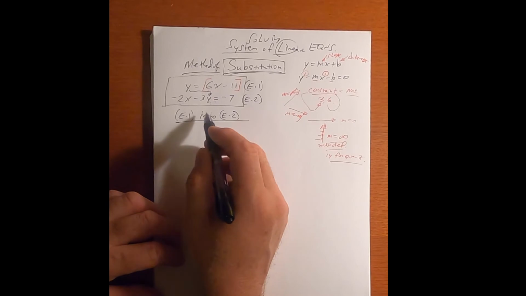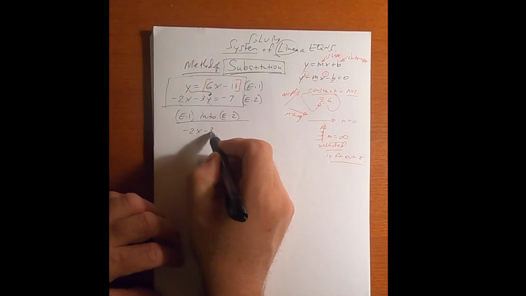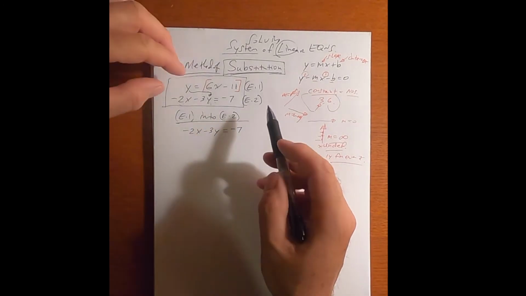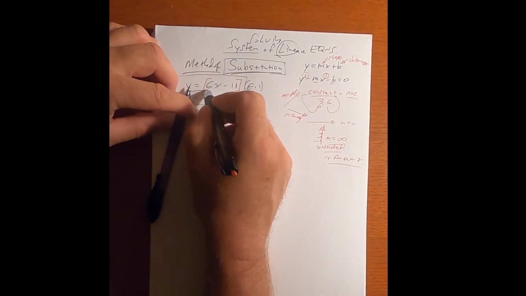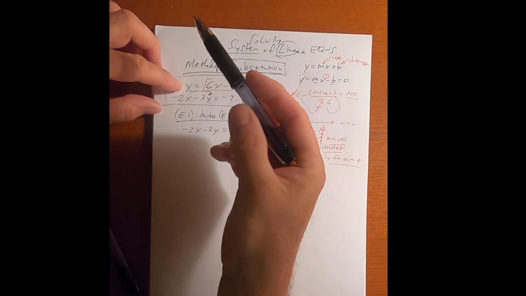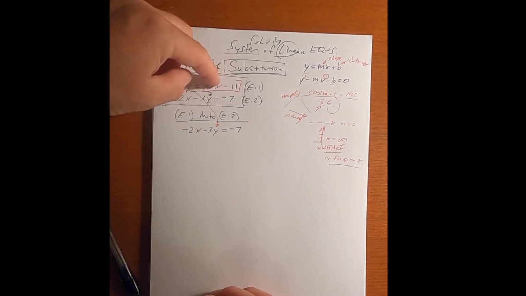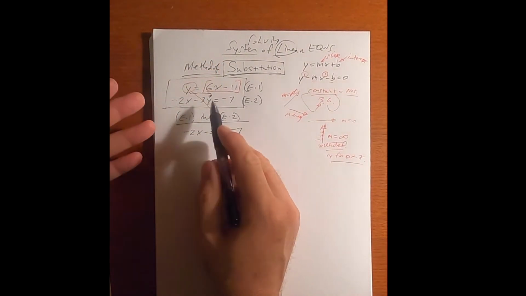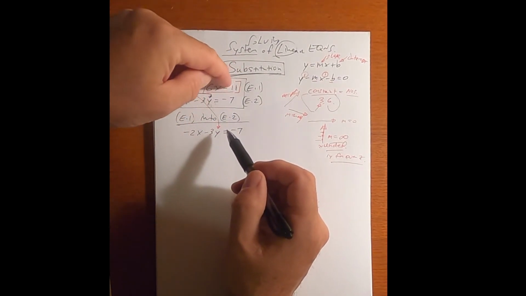Okay, so I'm going to write equation 2 again. Minus 2x minus 3y equals negative 7. Now we're going to take this value that I have here, I'll underline it, and we're going to put it in. This y is going to go right into here. We're going to dump what its value is into this equation. That's the substitution.